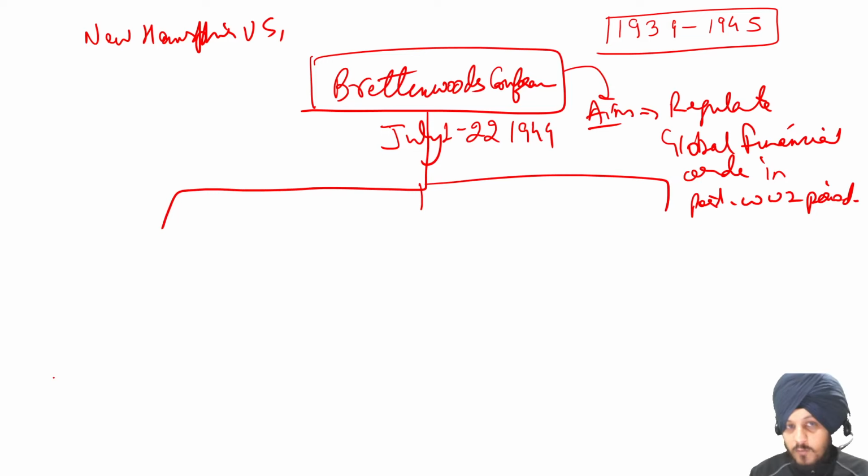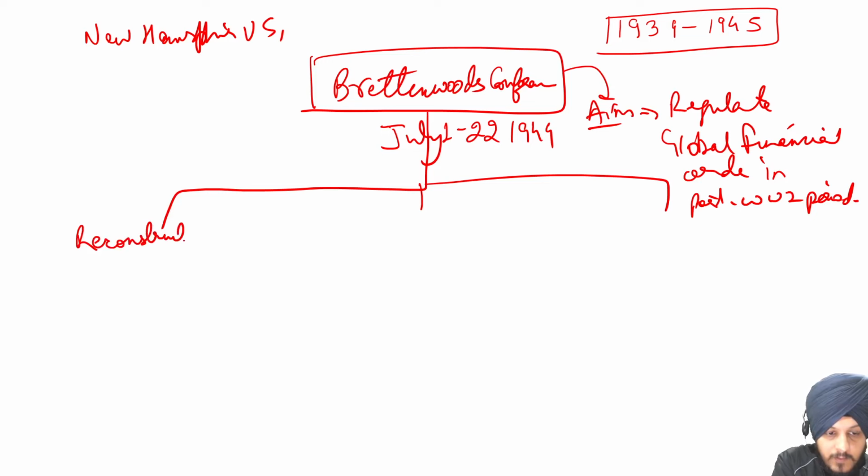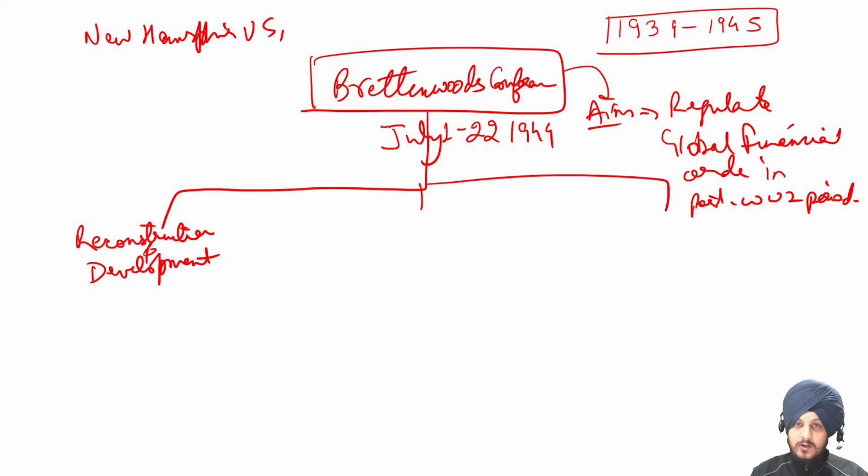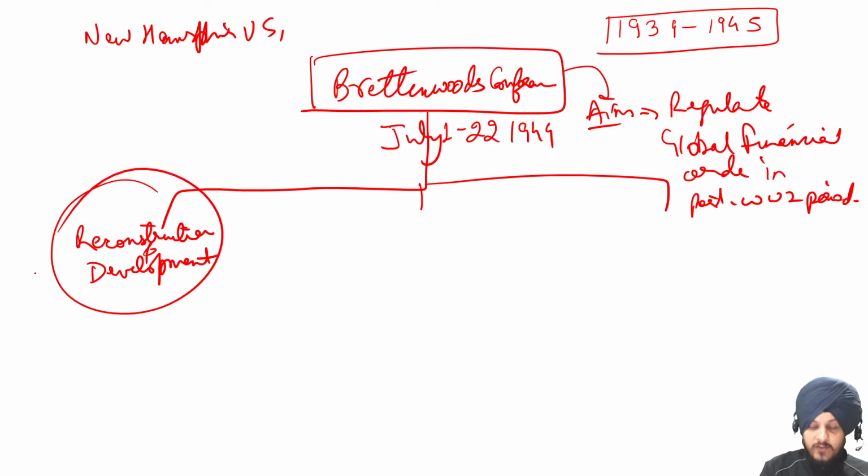The first outcome was regarding reconstruction and development. Now, what does it signify? The reconstruction and development objective refers to the devastating impact that World War II had on different economies, mainly the poor and vulnerable economies. So this objective was to uplift those economies from poverty. So poverty alleviation was one of the important objectives, which was the first outcome of this conference.